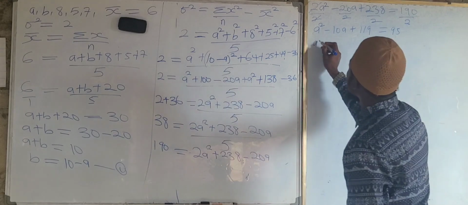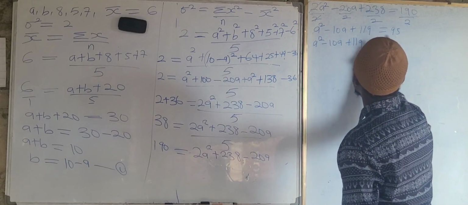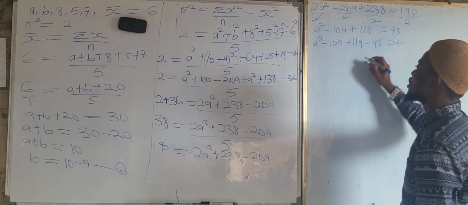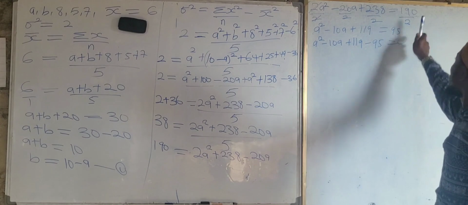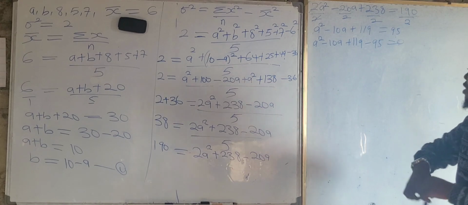Yeah. So now we have a squared minus 10a plus 119 here. This guy coming over here becomes negative 95, equal to 0, eh? Yeah, Mr. Raj, initially I thought we were going to transpose. This one? Yes, 190 minus 238. It's just the same thing, sir. Okay, it's just the same thing.